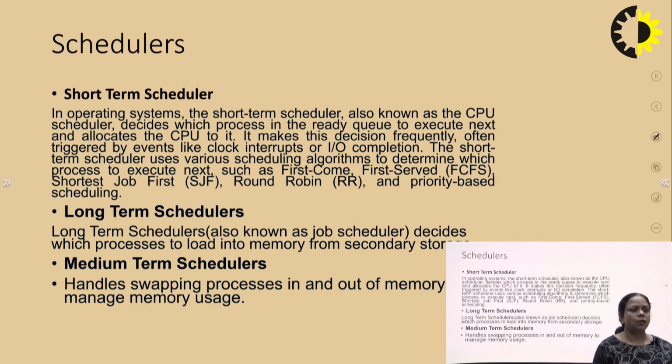Next one is the long-term scheduler, also known as the job scheduler, which decides which process to load into memory from secondary storage. This is the main use of the long-term scheduler. And the third one is the medium-term scheduler, which handles swapping processes in and out of memory to manage memory usage. So these are the main 3 types of schedulers used in process state transition, or we can say in all the process execution.